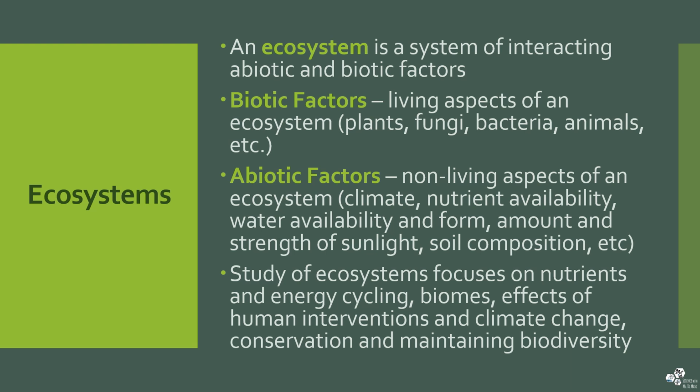So we started with organism. That's a single individual of a species. Then we got to population, which was a group of organisms of the same species. Community looks at all the different living organisms and their interactions. And then with ecosystems, we add those abiotic or non-living factors. So when we look at ecosystems, we're focusing on nutrient cycling, energy cycling, biomes, the effect of human interventions, conservation, and a lot of those more broad ideas.